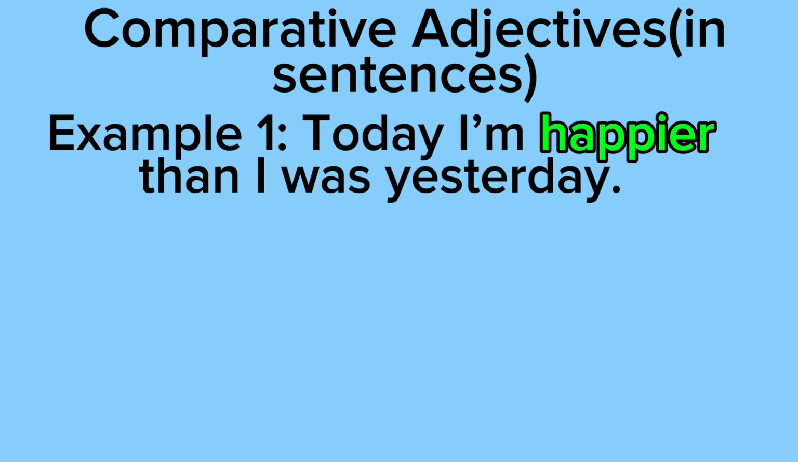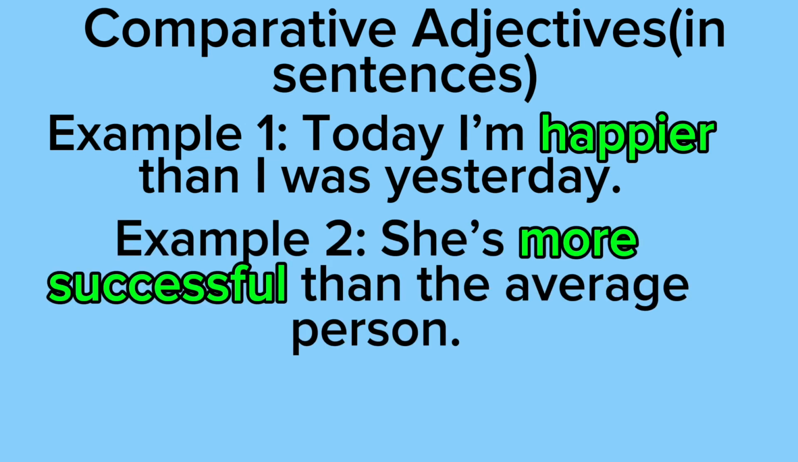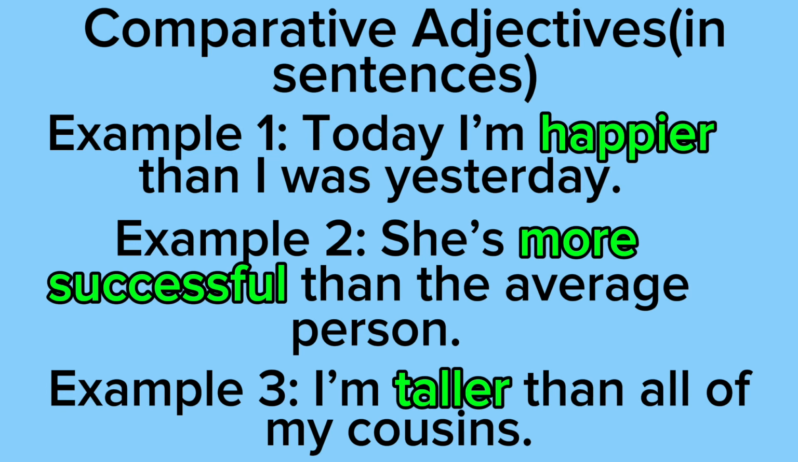Comparative adjectives in sentences. So example 1 says, today I'm happier than I was yesterday. As you can see, happier is the comparative adjective. And later in the video, I'll also be discussing how to form comparative adjectives. Example 2 says she's more successful than the average person. As you can see, we added more before successful. Example 3 says I'm taller than all of my cousins. As you can see, taller is the comparative adjective.